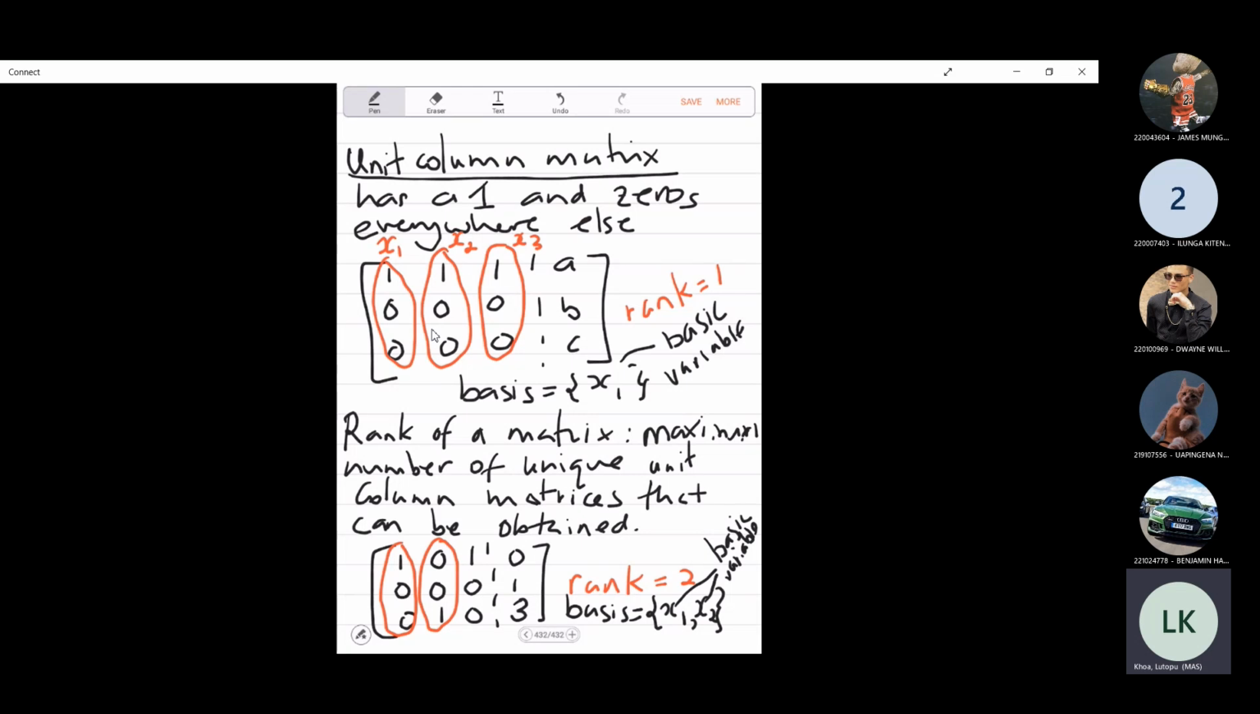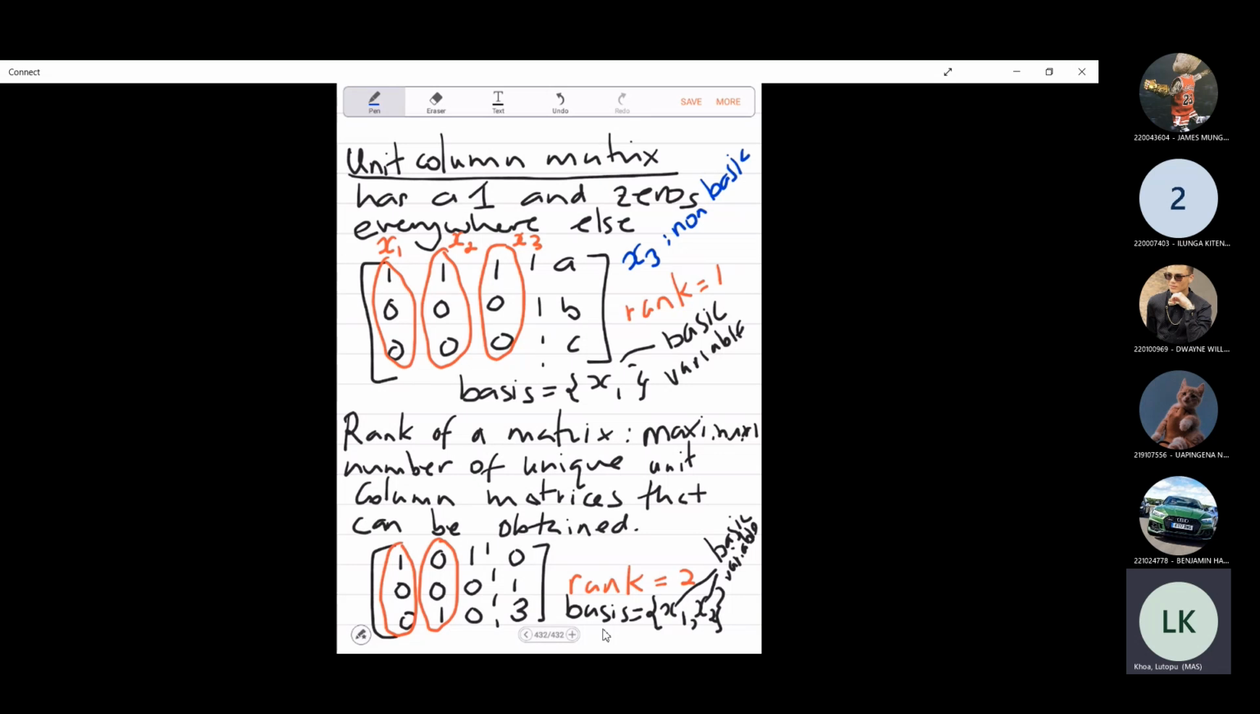Okay, so here we can see that x3 is non-basic just because it is not part of the basis. x2 is also non-basic because it is not part of the basis. Here in this case, x3 is non-basic. Why? Because it is not part of the basis.